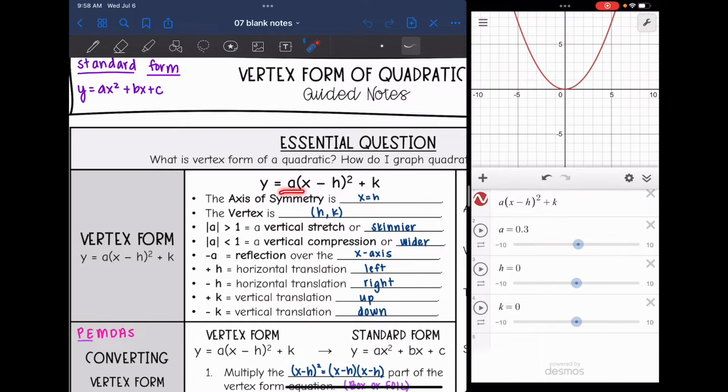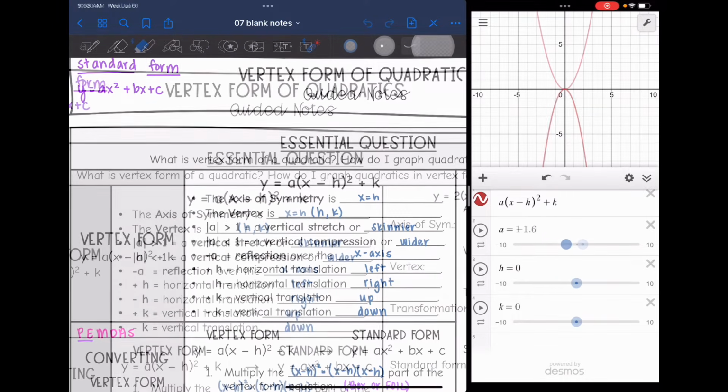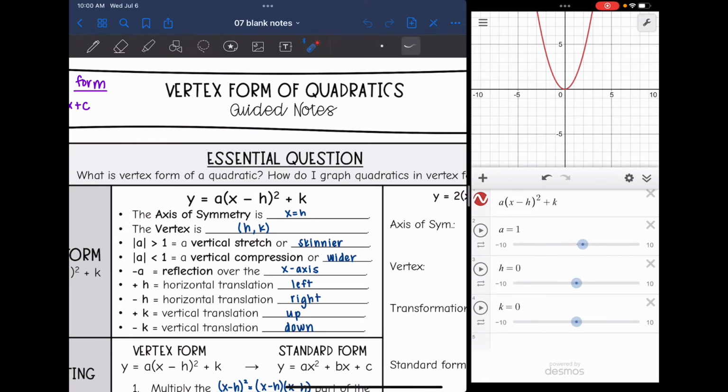So if I'm multiplying by a number bigger than 1, skinnier. If I'm multiplying by a number less than 1, wider. And then let's look at what happens when I make it negative. It flips over the x-axis, so it's a reflection. So the number in front of the parentheses is going to determine the shape and the way that it is facing. All right, let's look at what is happening with h now.